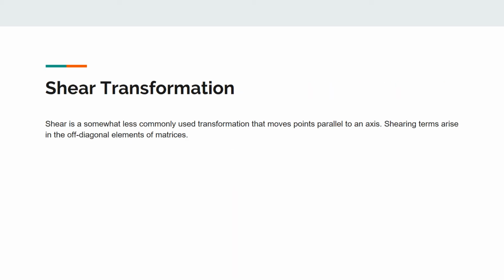So the next transformation is a shear transformation. Doing my research, I saw that this type of transformation was one of the less used types for graphics, but it's still used. A shear transformation is a transformation that moves points parallel to an axis. Shearing terms arise in the off-diagonal elements of matrices.